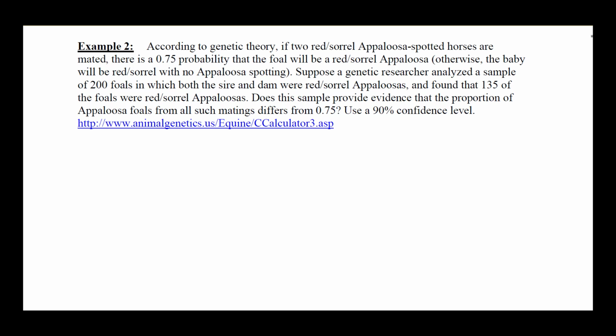So we have a genetic researcher who is analyzing a sample of 200 foals in which both the sire and the dam had this red sorrel Appaloosa pattern, and it turned out that 135 of the babies were red sorrel Appaloosa spotted horses. Now we want to analyze this sample and find out if it provides evidence that the proportion of Appaloosa foals from these matings differs from 0.75, and we're given a confidence level of 90%. Okay, so let's get started.